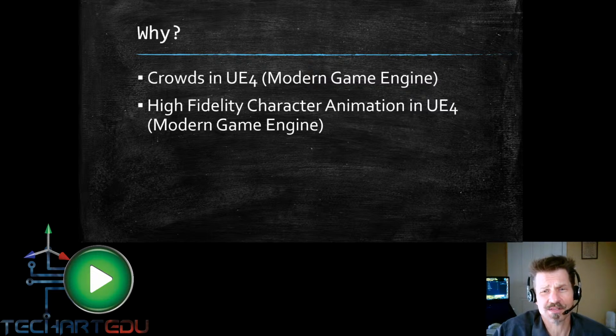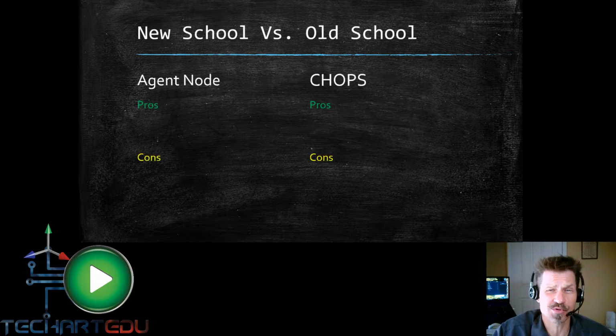Okay, so what we're going to be doing is comparing some old school versus new school. The old school is CHOPs. Now, CHOPs to me is just a hell of a lot of fun, but nobody uses CHOPs anymore, I guess. Too bad, because I really think it's one of Houdini's most powerful elements. And the new school is the thing called the agent node. Now, I guess it's not really that new, but I'm really old, so for me it's relatively new.